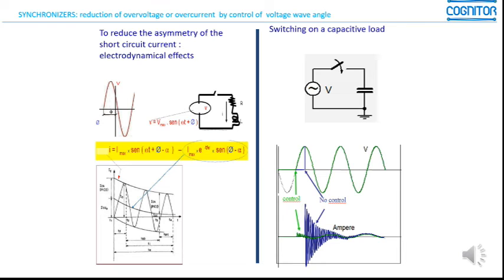On the right side, we have the switching of capacitive loads, and you can see here that the high frequency current that will appear after the closing, depending on the closing angle, may produce very hard transients applied to the circuit, or a very easy transient applied to the circuit. You see the two figures in the top and in the bottom parts. The only difference between these two circuits is that the closing angle was different in each case.